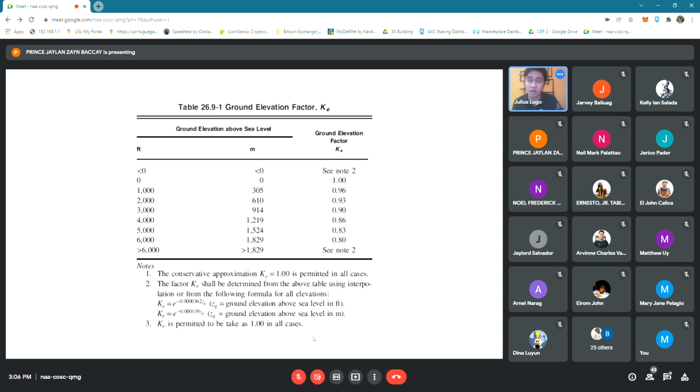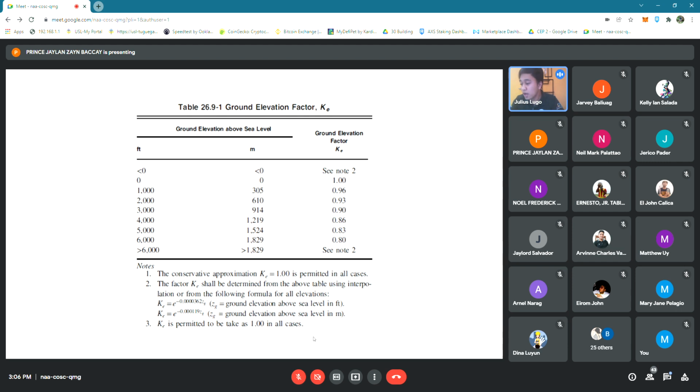economy of material. Okay? So, if you're going to use KE as equal to 1, the cost will be somewhat expensive, especially if your elevation is somewhat below the belt. Okay, somewhat low. Okay.